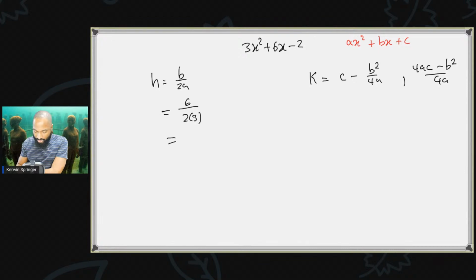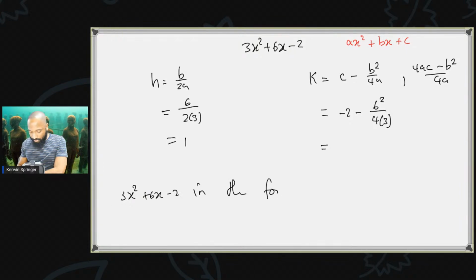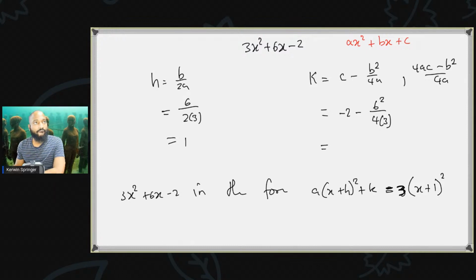6 on 2 by 3. Is this 1? And this is going to be negative 2 minus 6 squared over 4 by 3. And you all can tell me what the answer is going to be. So in the end, you'll get 3x squared plus 6x minus 2 in the form a into x plus h squared plus k, which is 3 into x plus 1 squared minus 5. This turned out to be 3. Yeah, 12. We did one like this already then. Negative 2 minus 3. Negative 5.